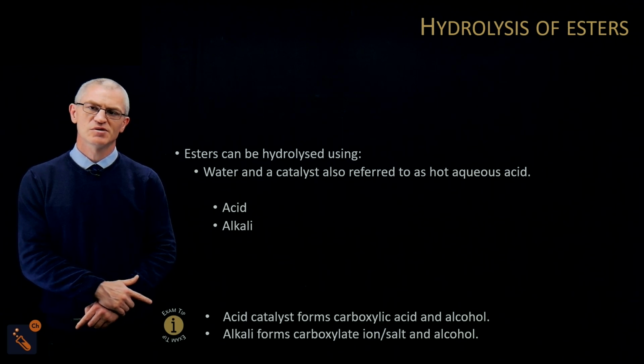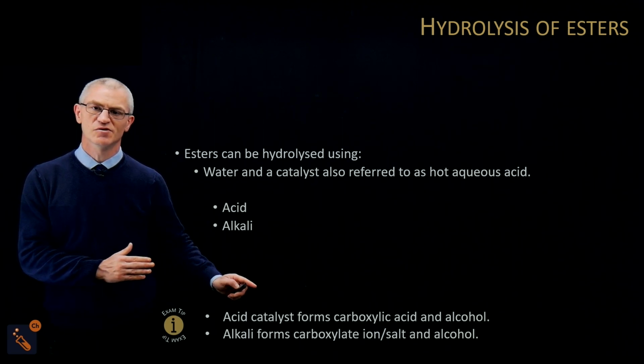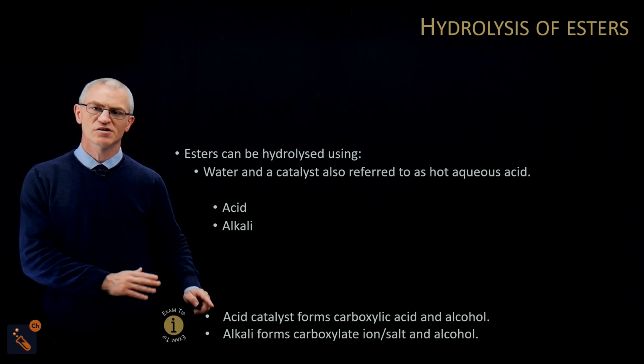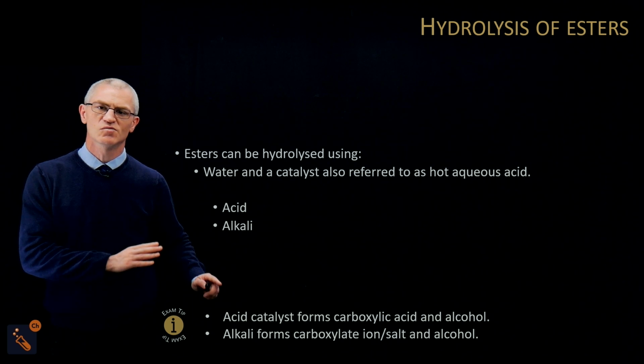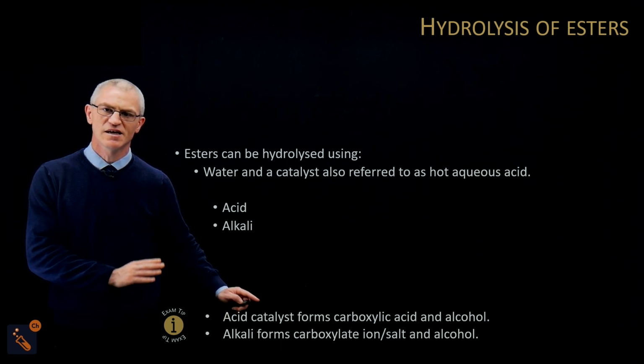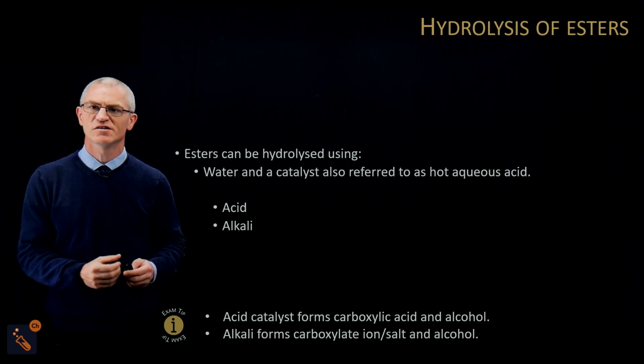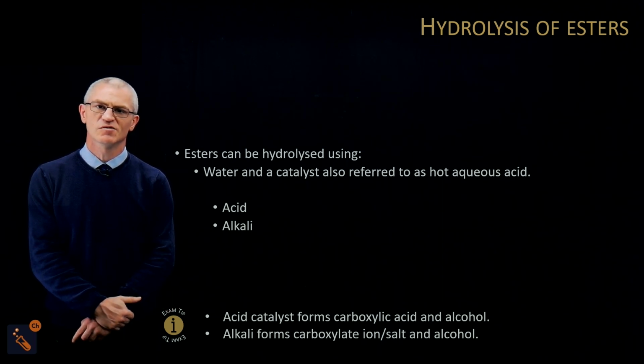So our exam tip is the acid catalyst will form the carboxylic acid and the alcohol, but if you're doing hydrolysis with the alkali, it will form the carboxylate ion, the type of salt, and the alcohol. But don't worry if you don't understand this right now. We're going to talk about it in a bit more detail using the examples.